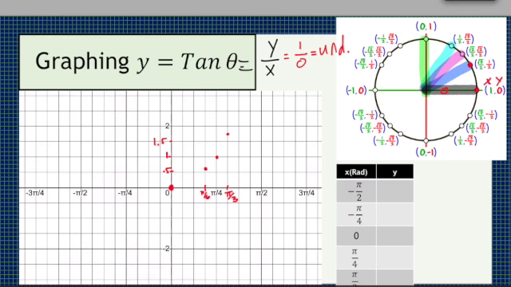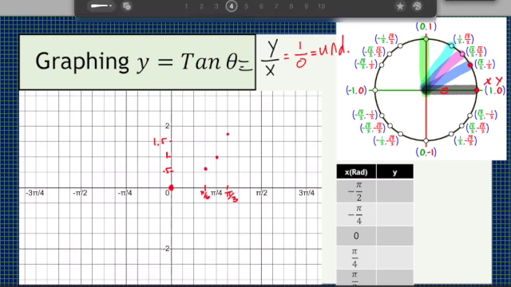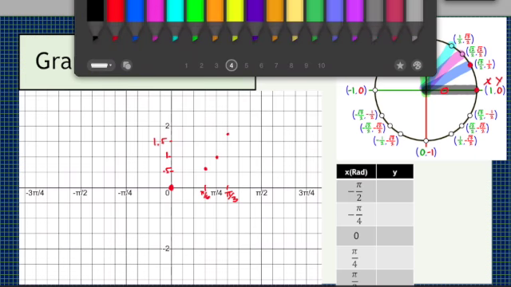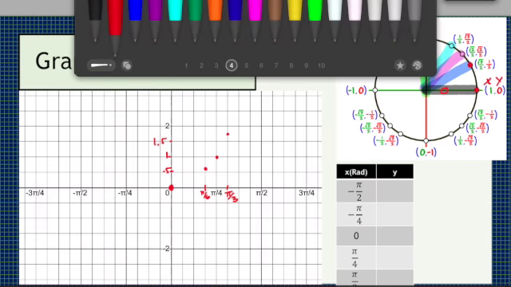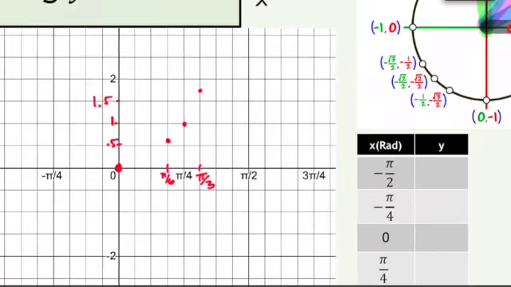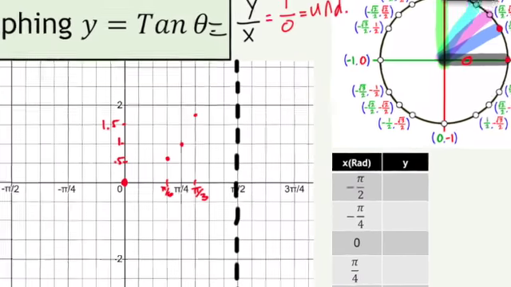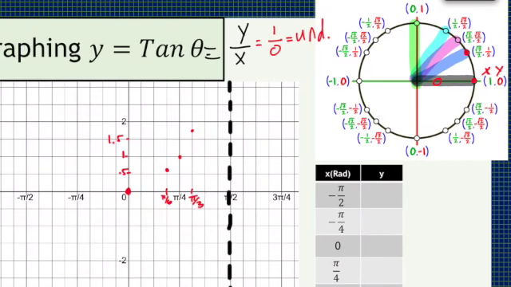So hopefully you guys remember what a vertical asymptote is. A vertical asymptote is a vertical line that the graph gets super close to but never touches. Right, so all right, there's my asymptote, right at pi over 2.